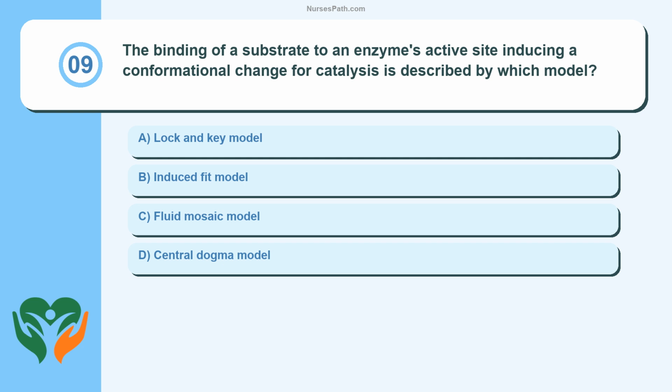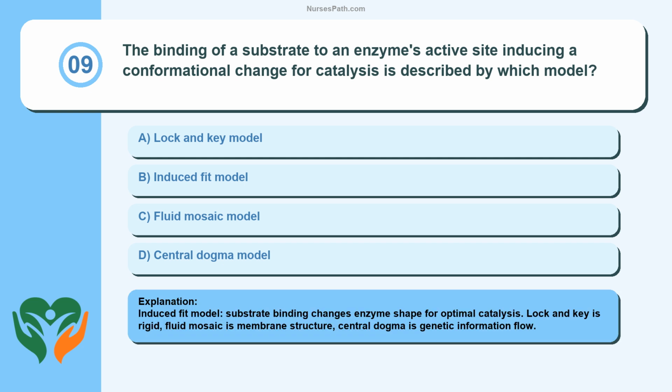Question 9. The binding of a substrate to an enzyme's active site inducing a conformational change for catalysis is described by which model? Lock and key model, induced fit model, fluid mosaic model, central dogma model. Induced fit model: substrate binding changes enzyme shape for optimal catalysis. Lock and key is rigid, fluid mosaic is membrane structure, central dogma is genetic information flow.